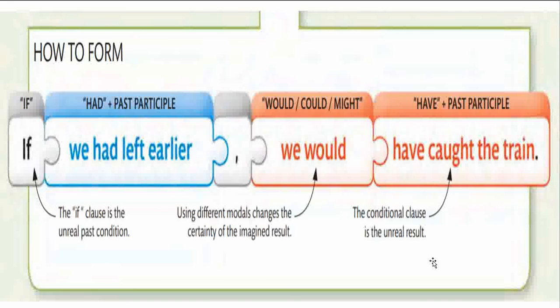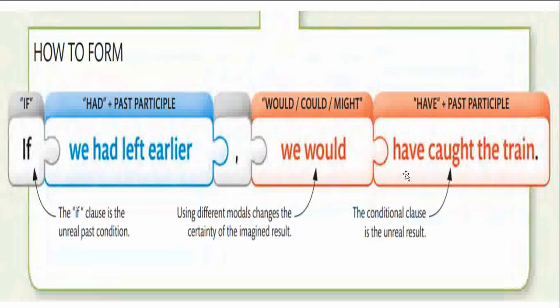Now let us analyze the structure. The if, the conditional word, is there, followed by had plus past participle. Had and past participle go with a conditional action. So the conditional clause would be: if we had left earlier. So the if clause is the unreal past condition. The comma separates the conditional clause. Would or could might be used over here. We would. Using different modals changes the certainty of the imagined result.